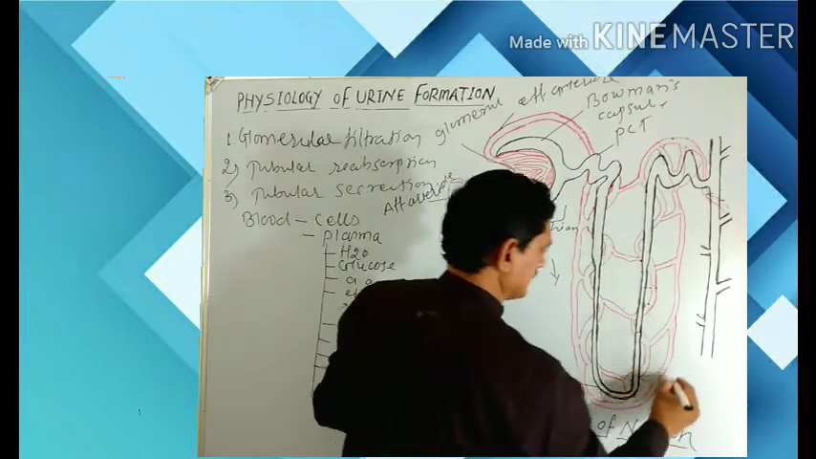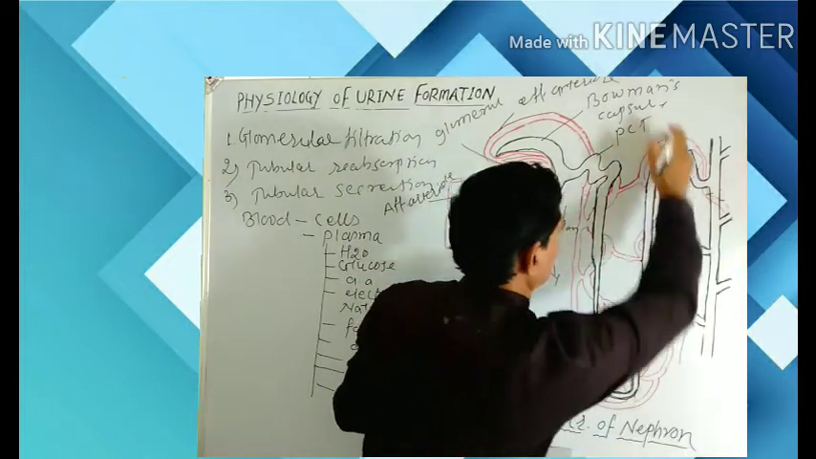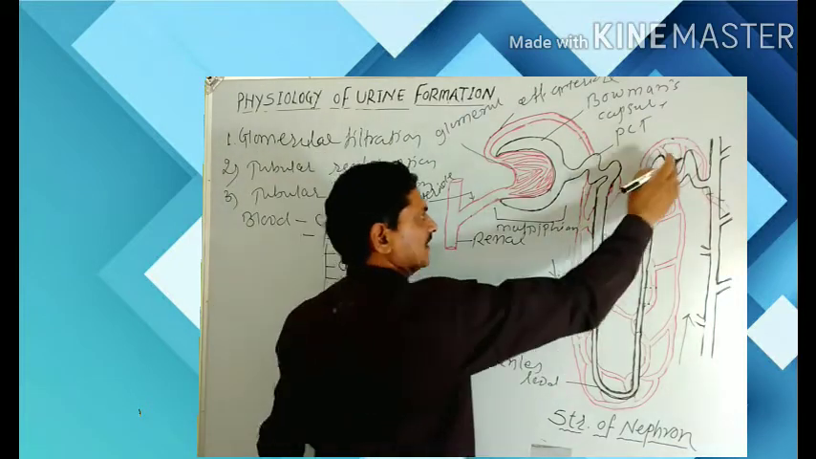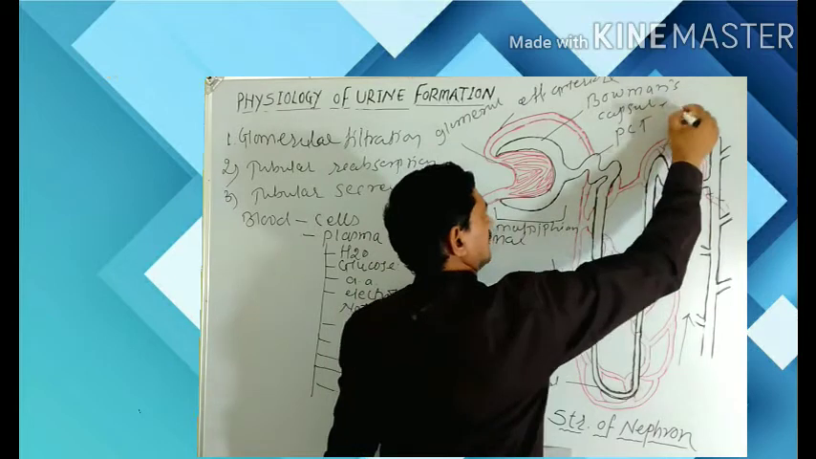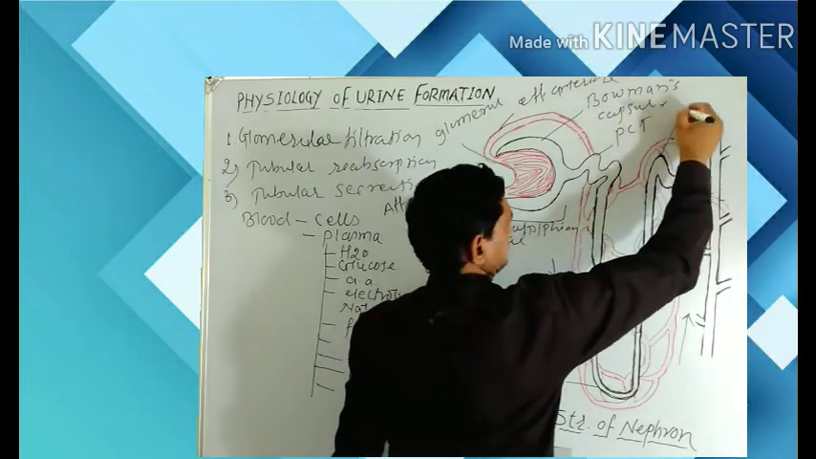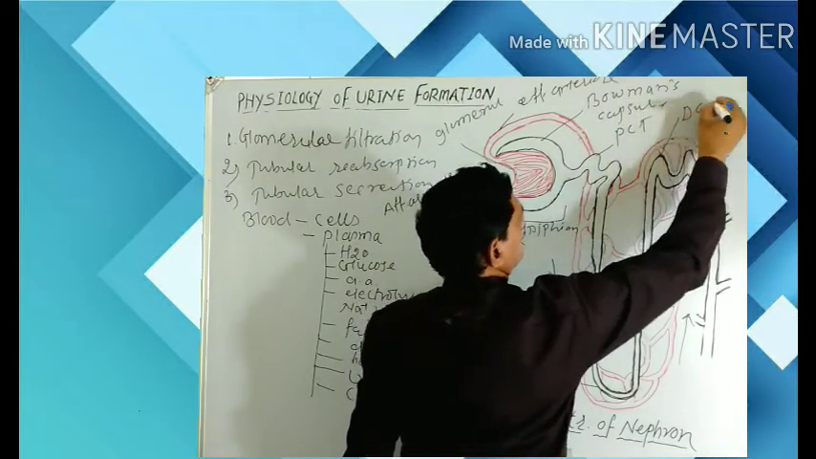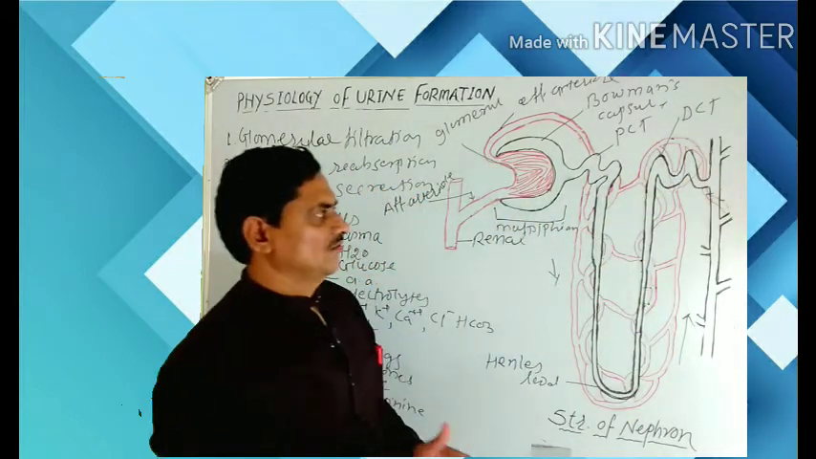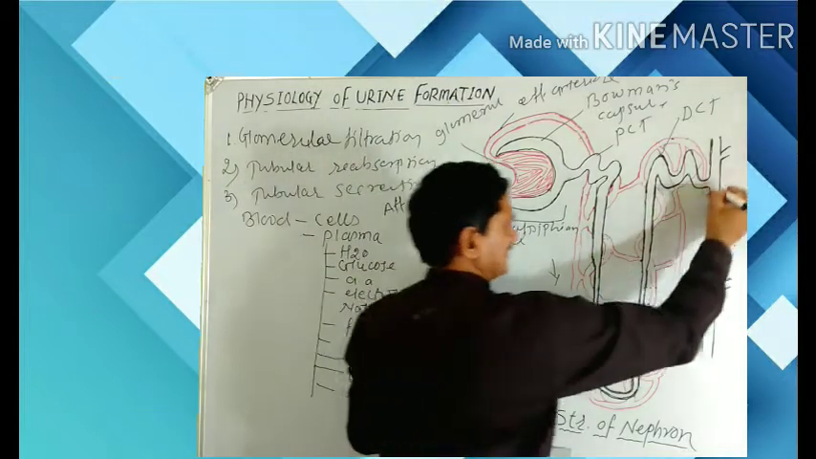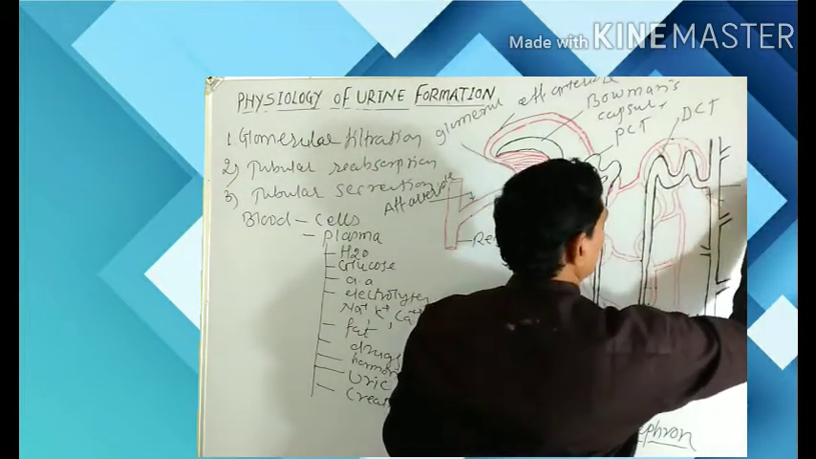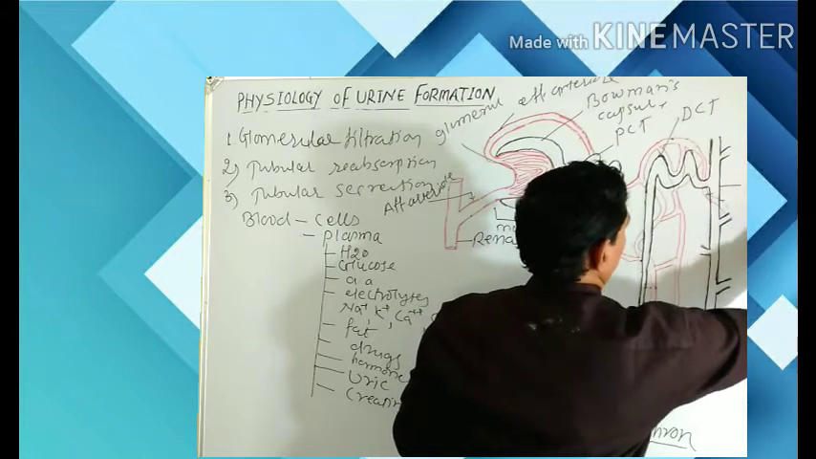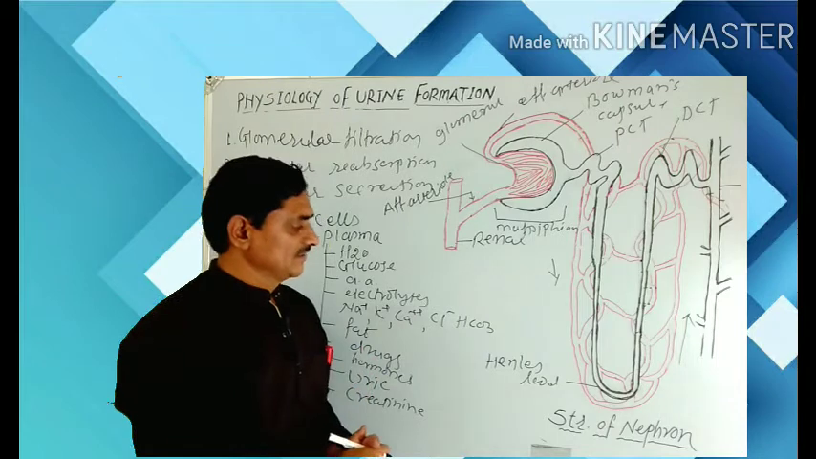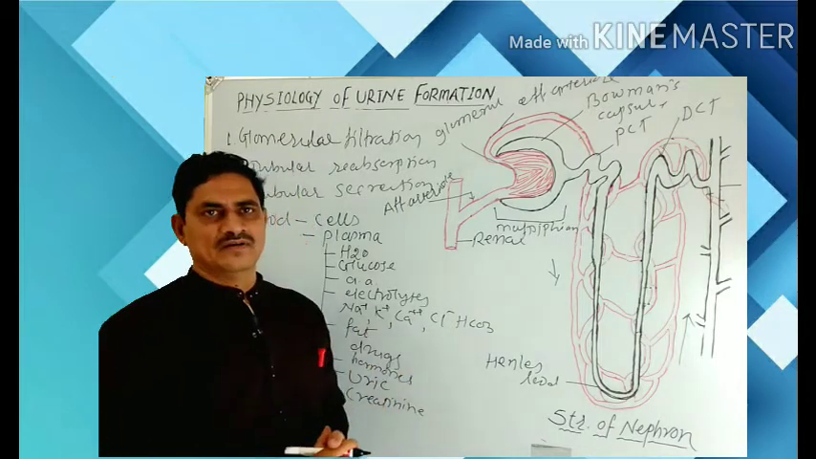Again, it ascends and enters into the cortex part of the kidney, and again it forms convolutions. This is called the distal convoluted tubule, and this convoluted tubule opens into the collecting ducts. These are the collecting ducts. This is the structure of the uriniferous tubule, or the nephron.